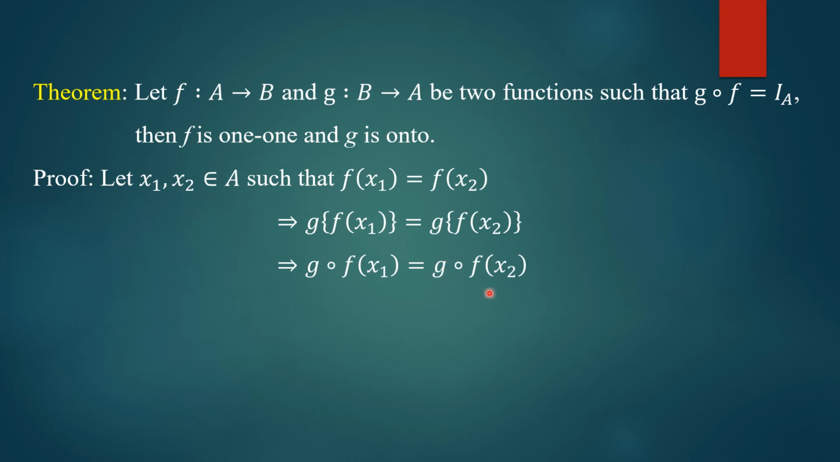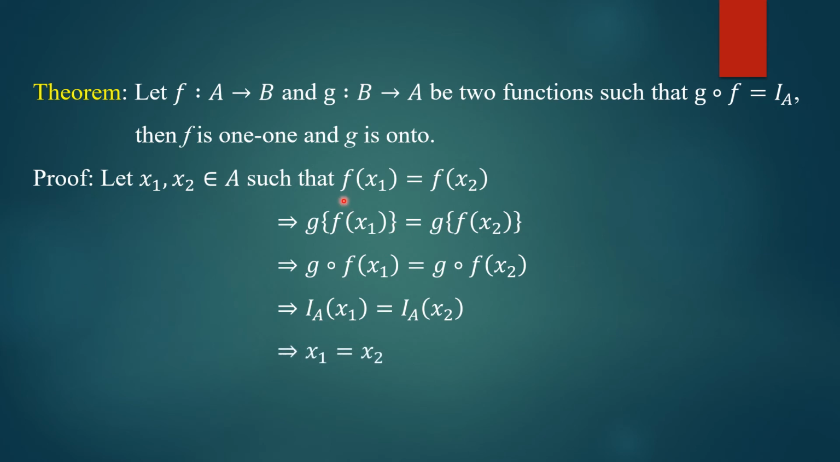Simple thing. But gof is given as the identity function I. So we can replace gof by the identity function. So identity of x1 is equal to identity of x2. And the identity function definition is I(x) equal to x. It is given in the first year classes and also discussed in the previous videos of this chapter, types of function. So I_A(x1) will be equal to simply x1 and I_A(x2) will be equal to simply x2. So x1 is equal to x2.